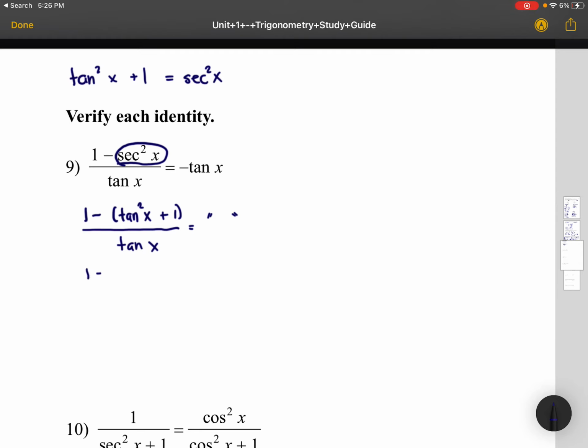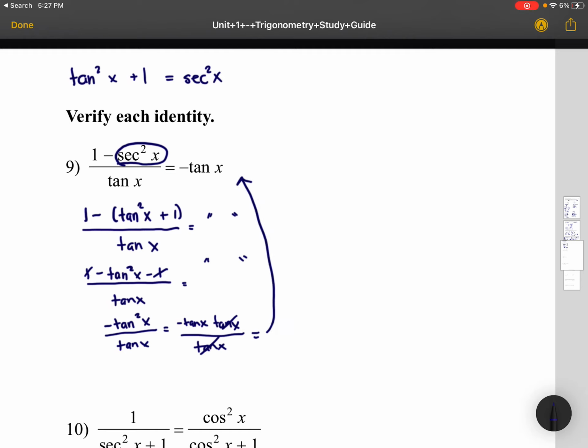So then that's going to be 1 minus tangent squared x minus 1. The 1's cancel. And so again, that's going to equal supposedly still negative tangent x. So we end up with negative tangent squared x divided by tangent x. Now, anything squared is just itself times itself. So negative tangent x times tangent x divided by tangent x. So the tangents cancel, and we actually end up with negative tangent x.